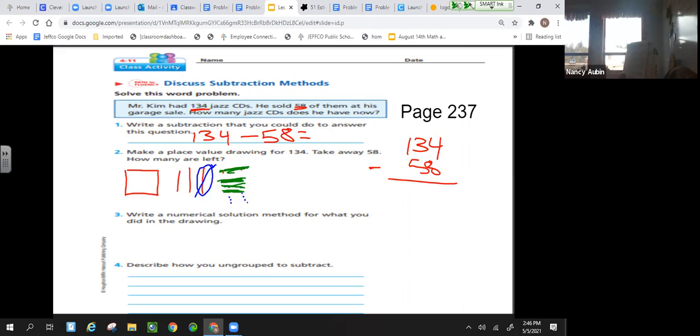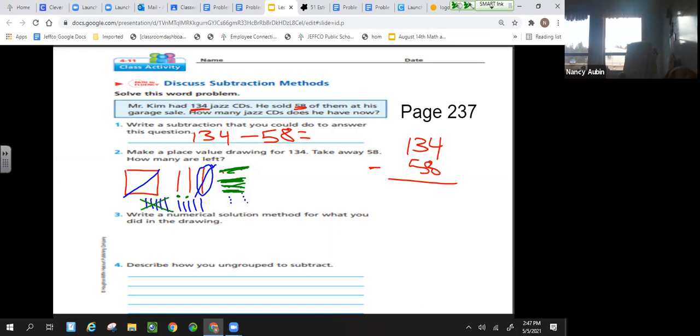Okay, now I have to take 5 tens away. Can I take 5 tens away? Nope. What am I going to do? How many tens are in 100, though? 10. 1, 2, 3, 4, 5, 6, 7, 8, 9, 10. Now can I take 5 tens away? Do I have enough? Yes. I can take 5. I'm just going to take these 5 away.